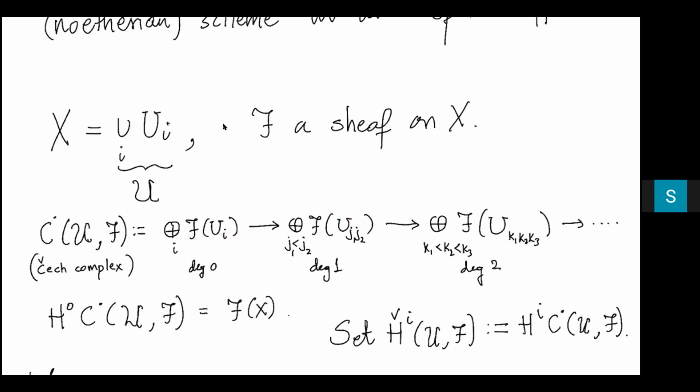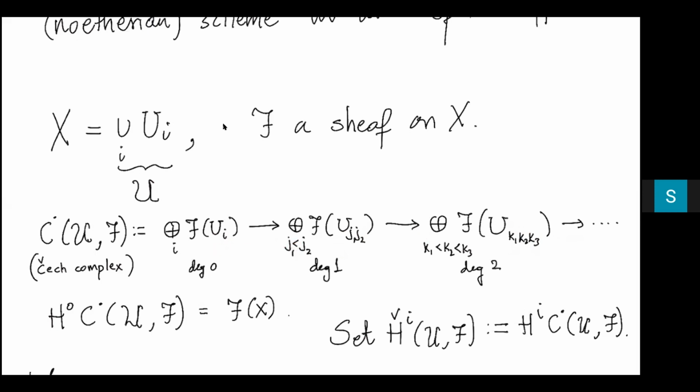These maps are, as you can imagine, essentially restriction maps with a plus or minus sign in front of them, and the sign alternates depending on what is the extra index you have added. So from a two-fold intersection, when you go to a three-fold intersection, you have added an index, and you see where you have added it, either left, middle, or right, and then accordingly you put plus, minus, plus, or something like that.